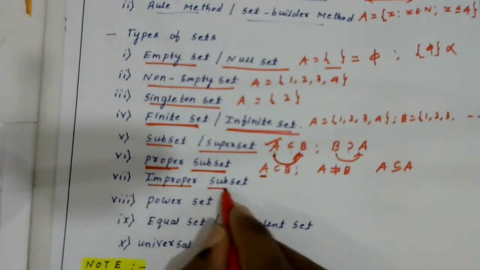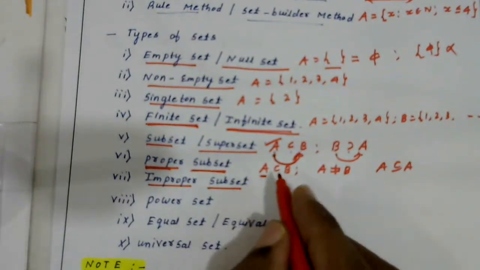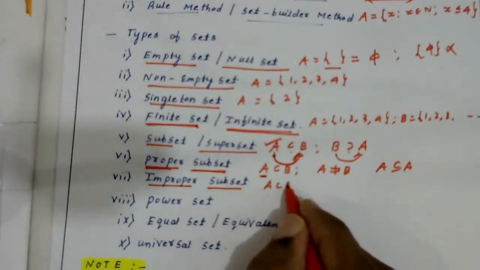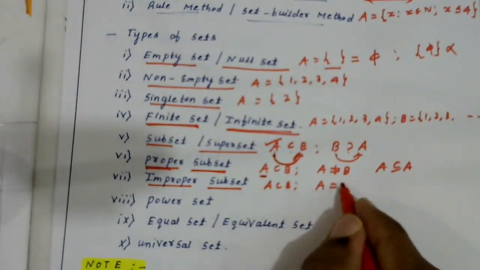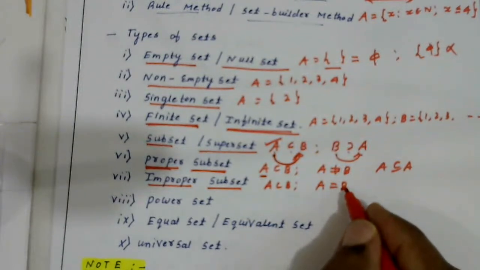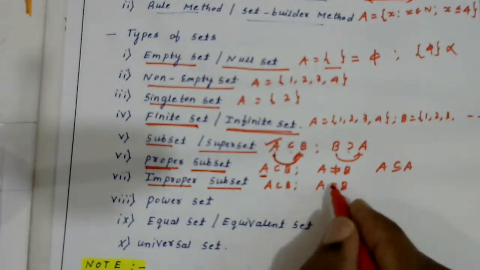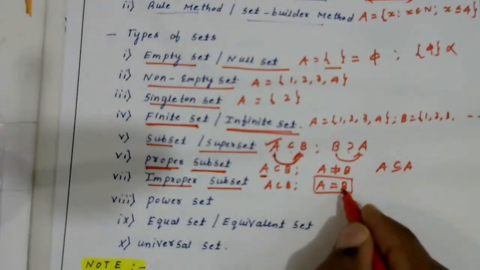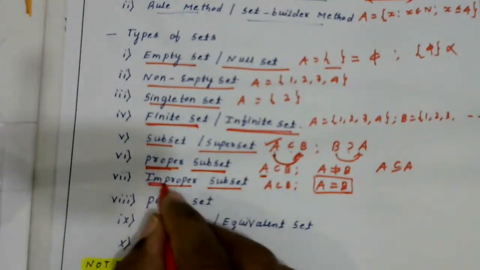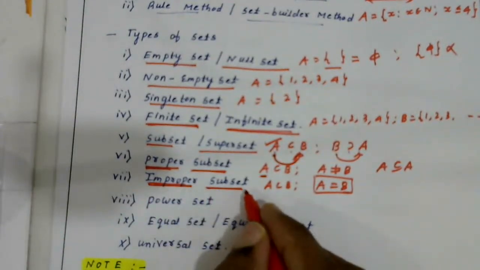And what is an improper subset? A subset which is not proper, right? It means A should be a subset of B, and A should be equal to B. That is said to be an improper subset. That indicates I can write only one set which is equal to the same set. So you can write only one improper subset for a given set A.